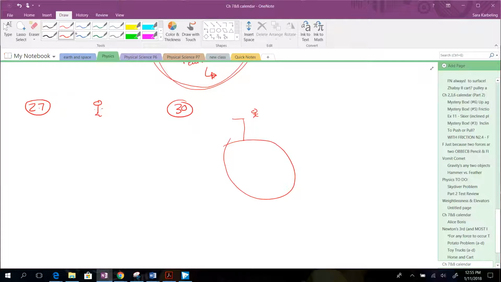The Earth, right? Force of gravity, the force of the Earth. It's pulling which way? Down. So this is the force of the Earth on the person. Is it causing the person to accelerate? Indeed, it is.